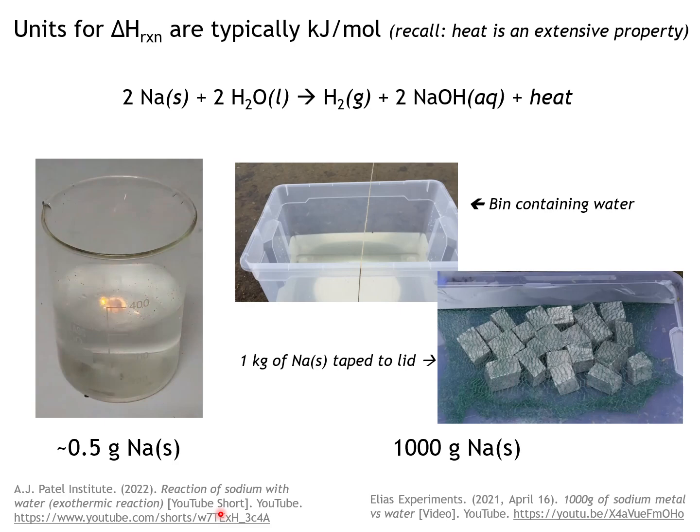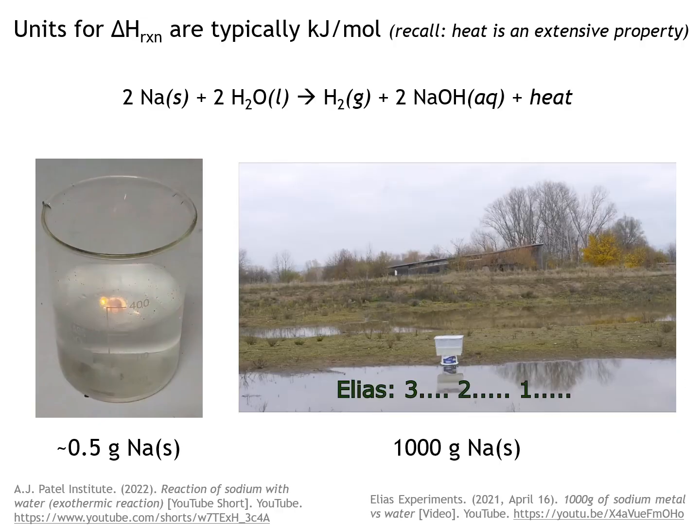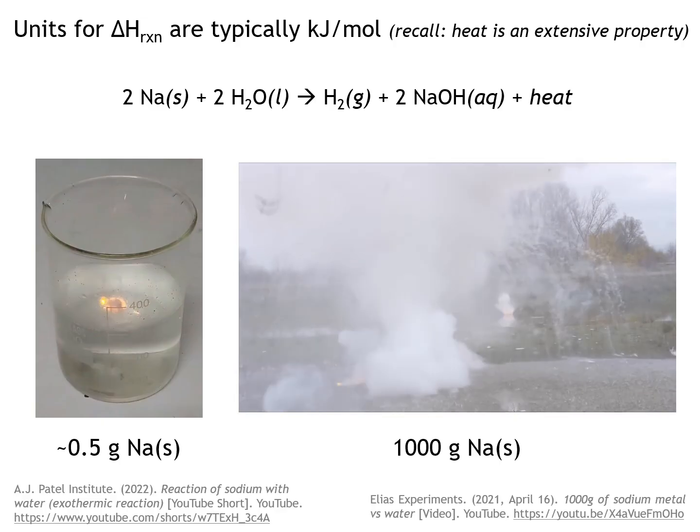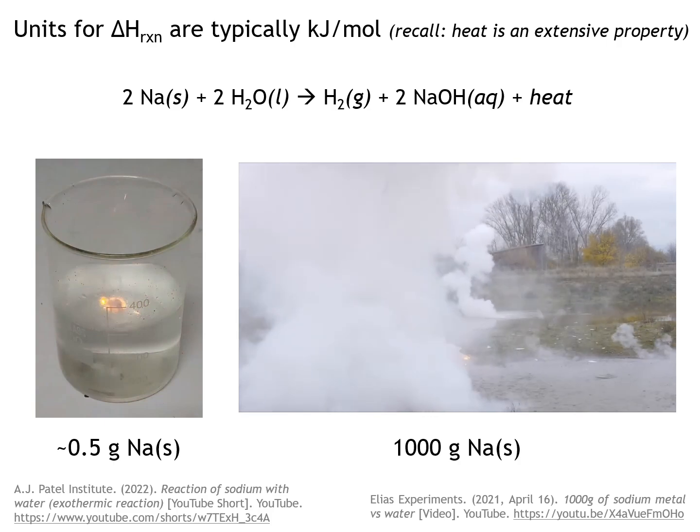In the next one, we're actually going to take a kilogram of sodium metal. The way they set up the experiment was they had a bin containing water, and then they taped 1 kilogram of sodium metal to the lid of the bin so that when they tipped it over, the bin with the lid on it, it would cause the sodium and the water to start reacting. So they're doing a countdown, and they tip it over, and you can see we have a much more exciting reaction. So we had a lot more heat generated.